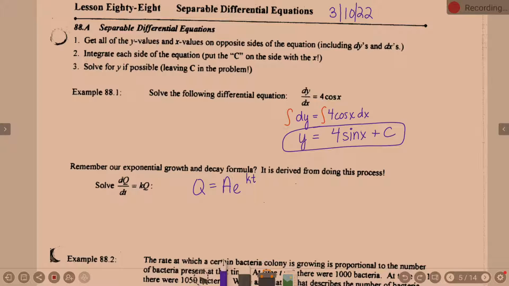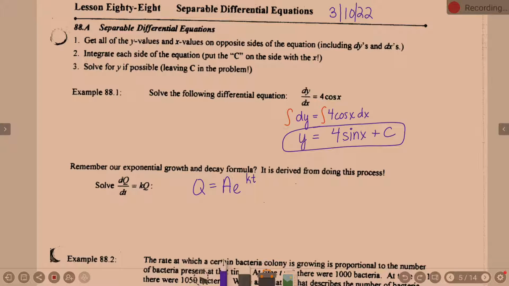I don't think we did Q at the time. I don't remember what we did instead of Q. A of t might be right. Or I really can't remember what. Yeah, I always do that in the homework.